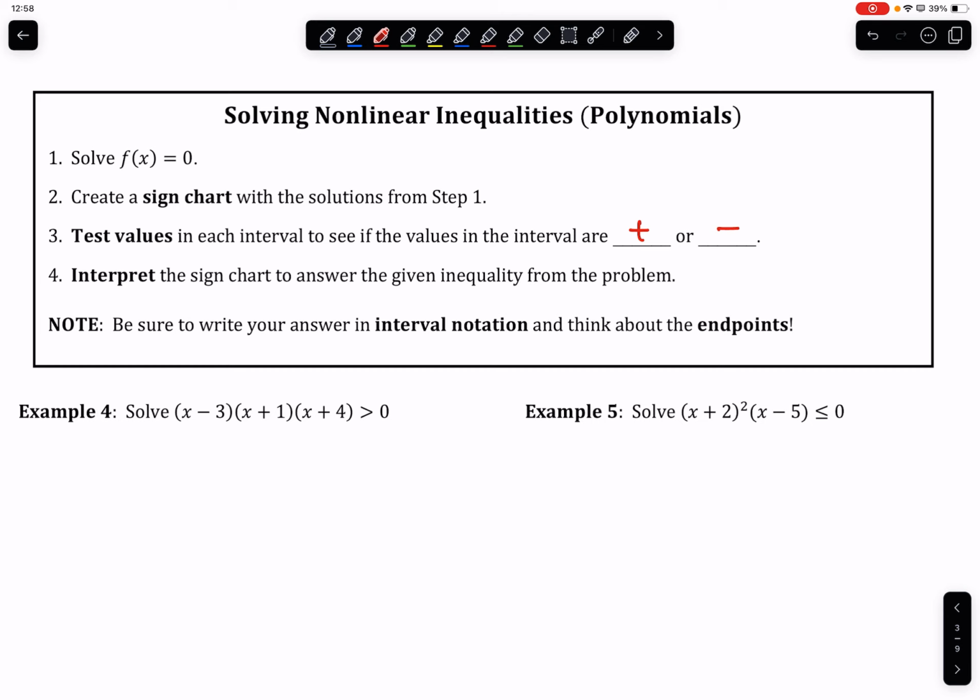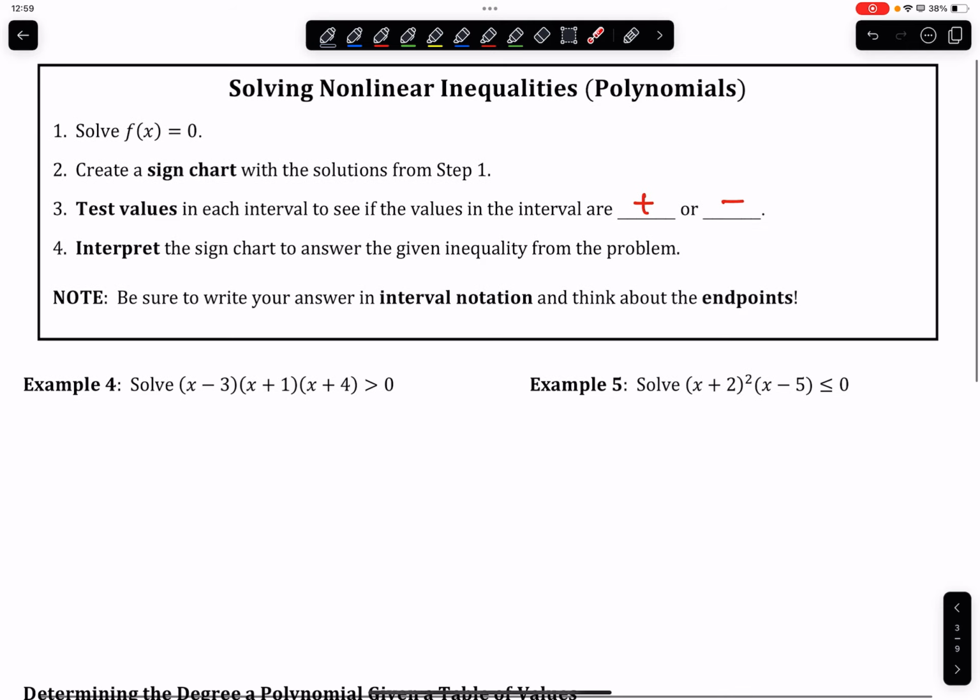Now, we don't really have to test every single interval. If we understand multiplicity and make our connections about multiplicity, with an even multiplicity, our graph is going to be tangent at the location, so the graph is not going to move above or below that zero. We can use that shortcut. But again, you don't have to. You can test every single interval and see if it's going to be positive or negative. But there will be some situations where it'll probably be easier just to use the fact that our graph is tangent at a specific point, and therefore the graph is not going to move across the zero, not move across the x-intercept.